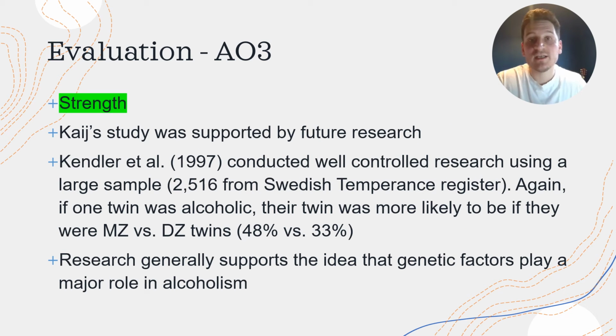But the strength of the study is that it's been supported by other research. So other well-controlled research has also found that there's a link between alcoholism and genetics and twins as well. Different rates, but still in the same direction, that the identical twins, the monozygotic twins, tend to have a higher rate of alcoholism when one of the twins does as well. So there's research support for this study and the biological theory of addiction.